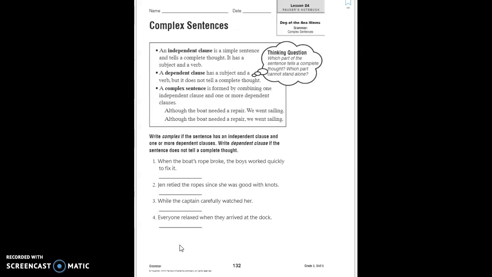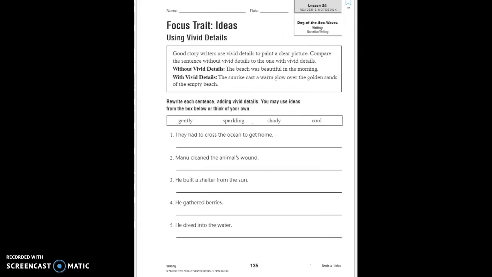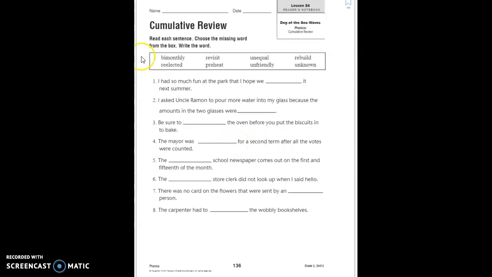All righty. That is page 132. That's your grammar for today. Let's go over to page 136. And this is our cumulative review. It's page 136 in our reader's notebook. It's our phonics for today. So let's take a look at our words. It says read each sentence, choose the missing word from the box, and then write the word.